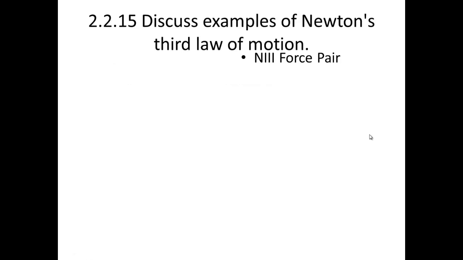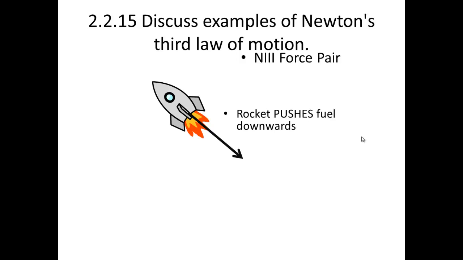Here's an example of Newton's third law. We have a rocket which is accelerating into space. The fuel is being burnt and is basically being pushed out the back, so the rocket pushes the fuel downwards. If the rocket pushes the fuel, it means that the fuel must push the rocket upwards. So there's a force upwards, and this is the fuel pushing the rocket upwards.